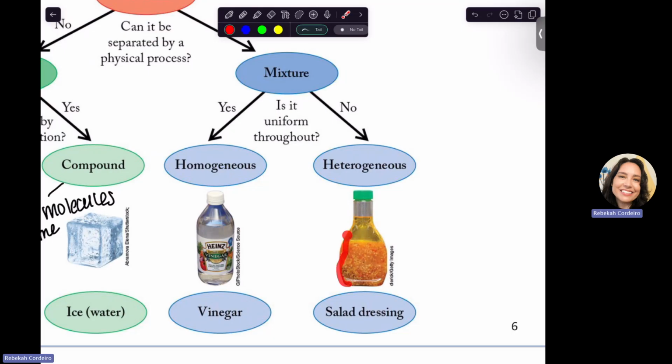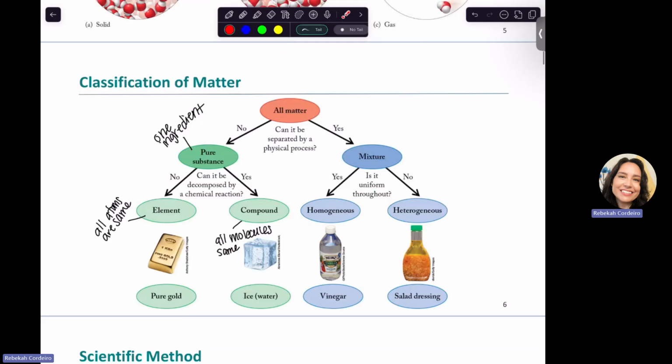Versus if you have a salad dressing like this Italian dressing, we've got an oil layer, a vinegar layer, and a bunch of spices and things in here. You probably have to shake it before you use it. That's something that's heterogeneous, meaning that it's different at the top and at the bottom. So salad dressing, that pizza I was talking about, Chex Mix, those things are heterogeneous.